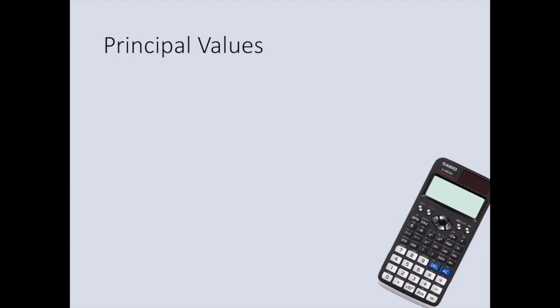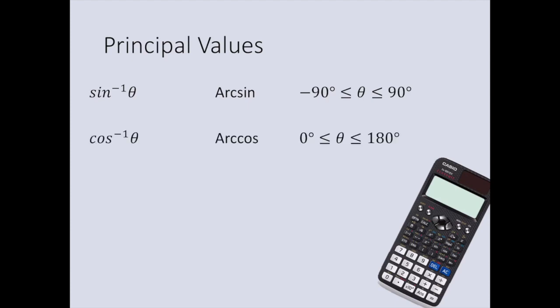And obviously the calculator can't return an infinite number of answers. So the answers that a calculator gives back are limited to a certain interval. These intervals are, for sine to the minus 1, or arc sine, you'll get answers back for theta between minus 90 degrees and 90 degrees. For arc cos, you'll get answers back between 0 and 180 degrees. And for arc tan, it's between minus 90 degrees and 90 degrees.